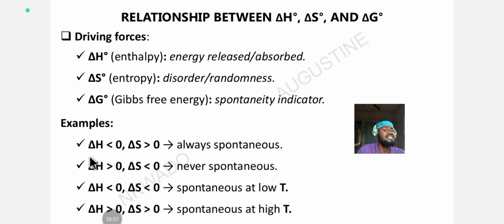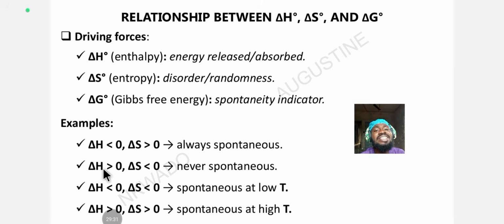When change in heat is less than 0 and change in entropy is greater than 0, what happens? The reaction is always spontaneous. Because change in heat is less than 0, heat needs to be given out to the environment. It's an exothermic reaction, and you can see that the entropy, which is the rate of disorderliness, is greater than 0. So this reaction is always spontaneous. You don't need any facilitation.